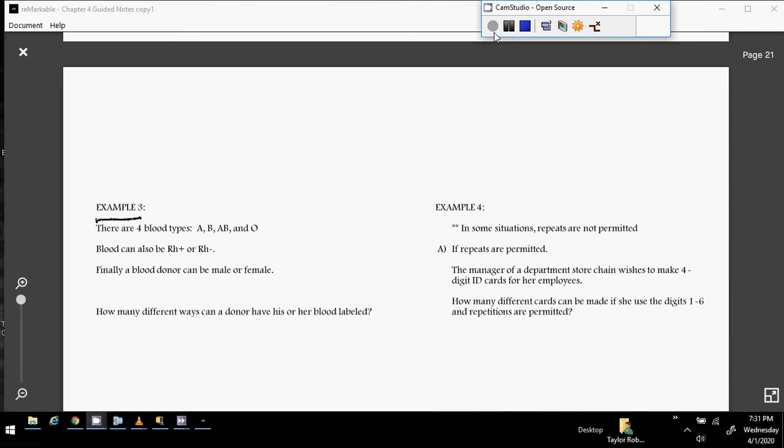Okay, for example 3, it says there are 4 blood types. So 1, 2, 3, 4 blood types. Blood can also be Rh positive or Rh negative, so that's 2 possibilities there. Finally, the blood can be male or female, and that's 2 possibilities there. How many different ways can the blood be labeled? So it'd be 4 times 2 times 2, which is 16 ways to label.